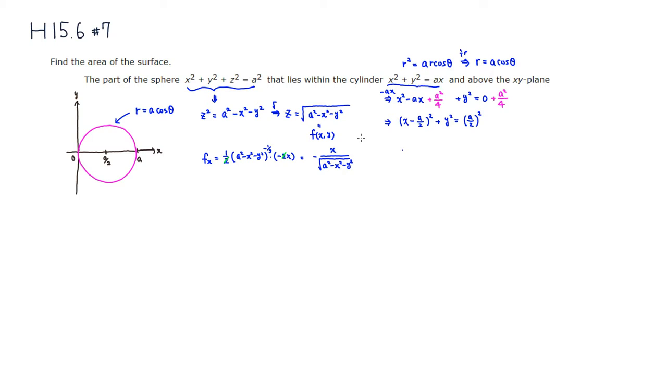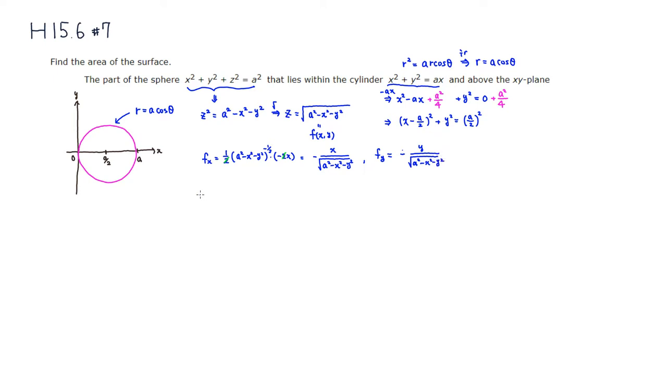If you find the partial derivative with respect to y, I'm going to skip some work. Since x and y are symmetric, it's going to be negative y over the square root of a squared minus x squared minus y squared. So we're going to get that.